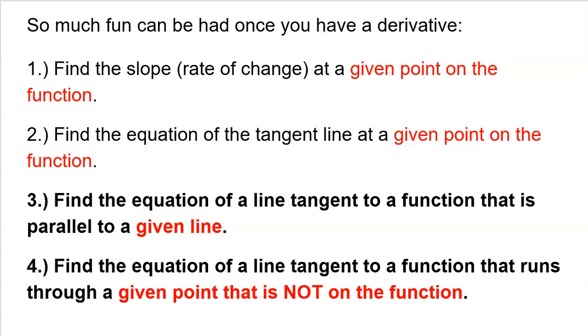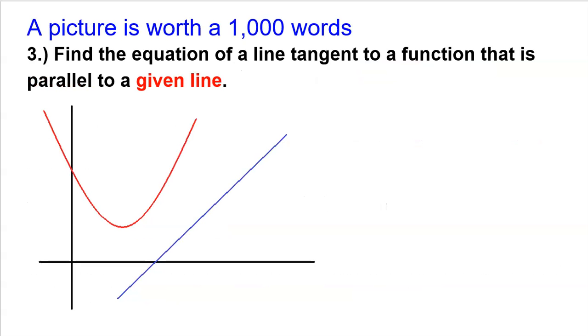But let's dive right into the third type of problem first. All right. So a picture is truly worth 1,000 words here. What we're doing with this third type of problem is we're finding the equation of a line tangent to a function that is parallel to a given line. So here's what I'm going to give you. I'm going to give you the 2 things that we see in this graph. I'm going to give you a function, f of x, and I'm also going to give you another line. We'll just call this a line, right?